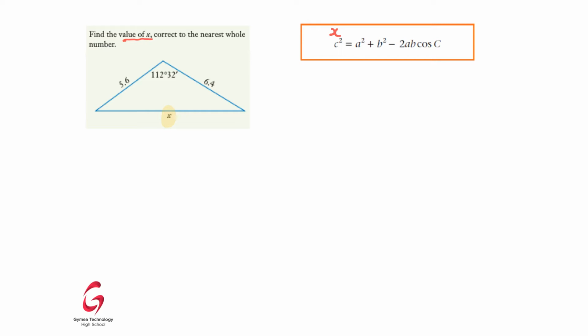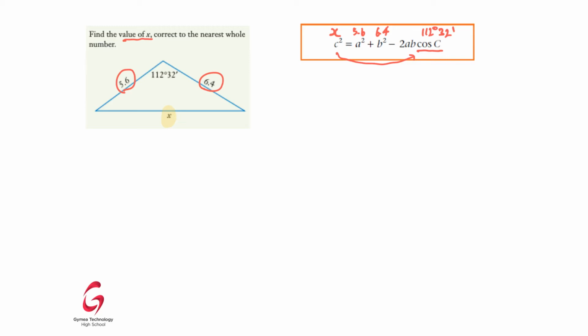Now the A and the B, it doesn't matter the order you write them in, but they are these other two side lengths that we know. So that can be the 5.6 and that one can be the 6.4. Then we've got those two numbers appearing again in the 2AB. Then we've got cos C, which is the angle opposite that lowercase c, so that's the 112 degrees 32 minutes. You can't just remember it as A's, B's and C's, because you've got to be able to work in lots of different scenarios.